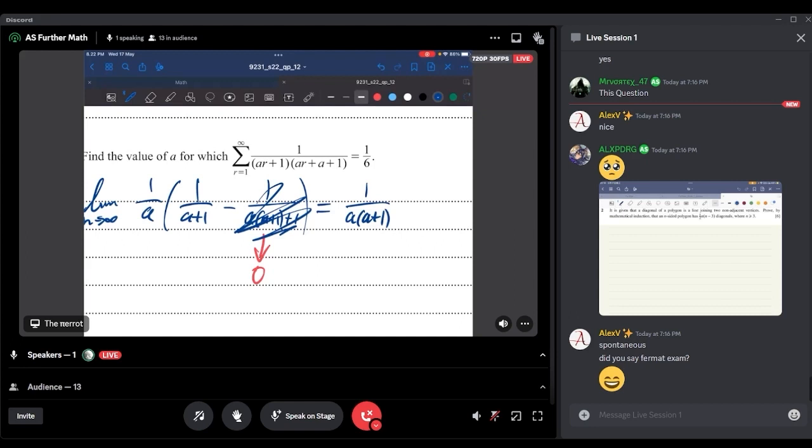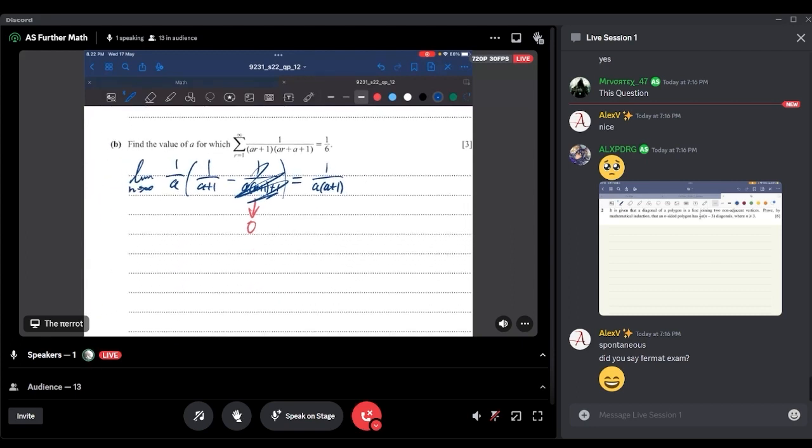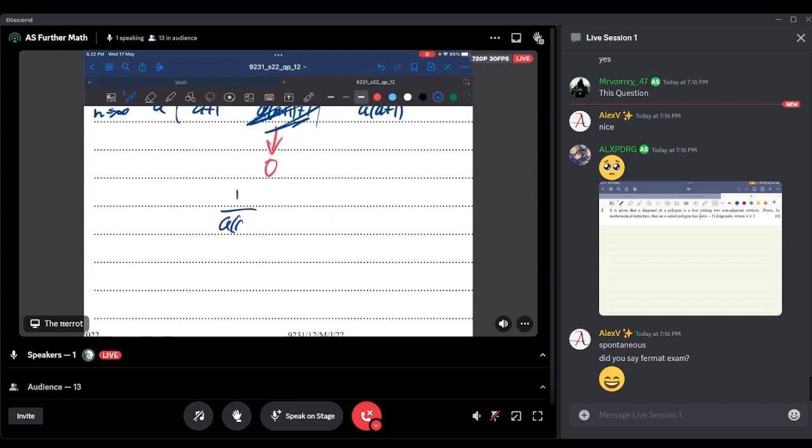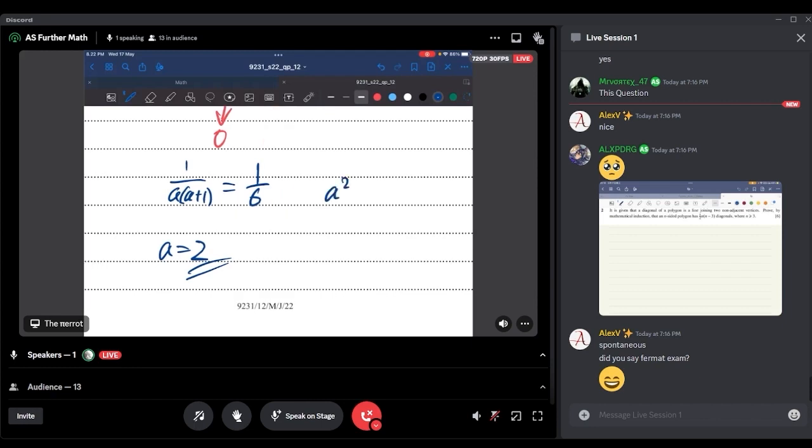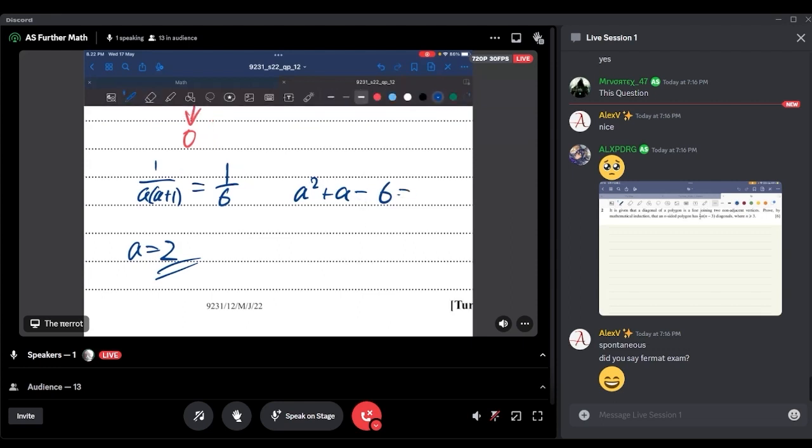So that's when you take the sum to infinity. That's the value, I mean. Okay? And now it was given that this value is equal to 1 over 6. So 1 over A times (A plus 1) is 1 over 6. And I think it's already obvious. A is 2. So that's the answer. And when A is 2, you have 2 times 3, which is 6. Okay? Or if you want, you can always make it a quadratic equation and then solve it, and you'll get A is 2 also anyway. Okay?